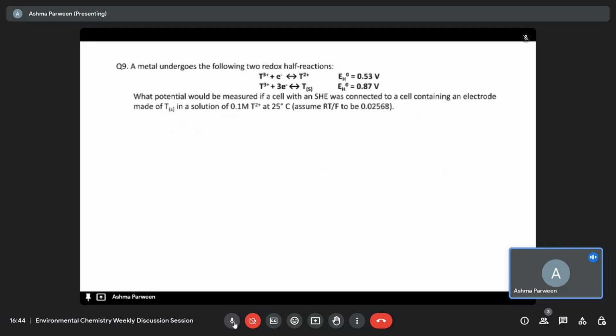So here it is also a numerical based question. A metal undergoes the following two redox half reactions. The reactions are given, also the EH naught for these two reactions is given. What potential would be measured if a cell with an EH naught was connected to a cell containing an electrode made of T in a solution of 0.1 molar T2 plus at 25 degrees centigrade? Assume RT by F to be 0.02568.